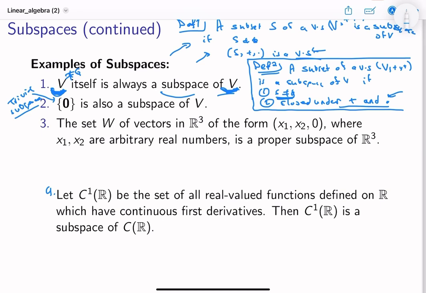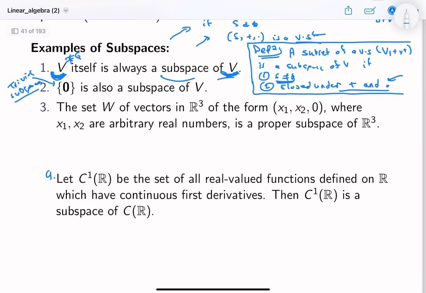0 is itself a subspace of the vector space V. So this we discussed in the last video, so I refer you to the last video to see this. So let us do the next example.